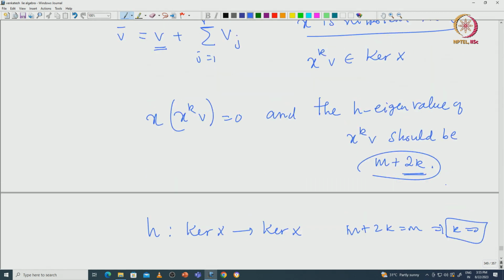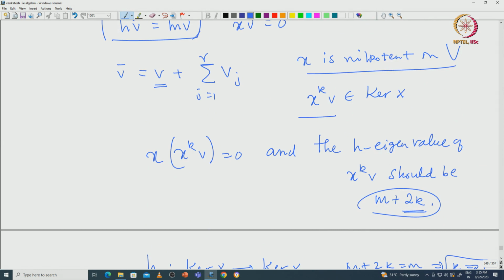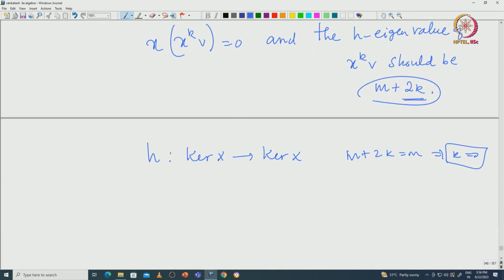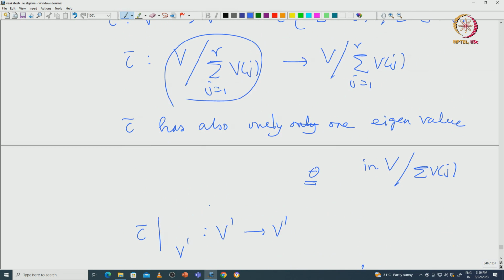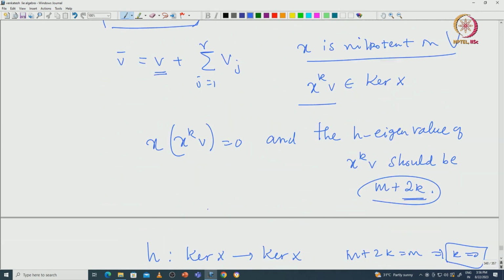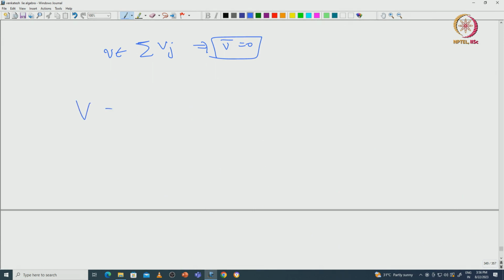If k is 0, then that means the vector that you have chosen is already in the kernel X. Okay. But that means what? That means V is in summation V j. So that implies V bar is 0, but by the choice of V bar we cannot have 0. So that contradicts your assumption. The assumption is the summation V j is proper inside capital V. Okay. So that proves that capital V must be equal to summation V of j, j ranging from 1 to r.